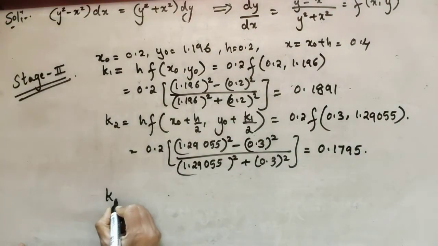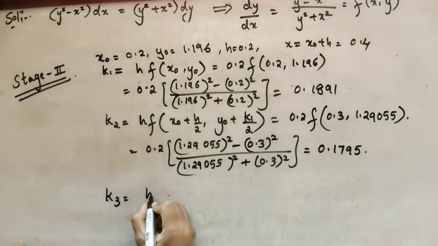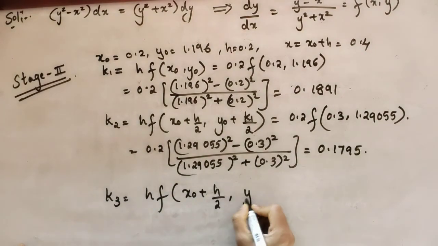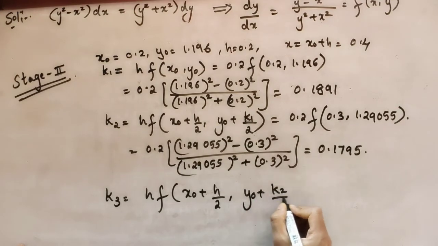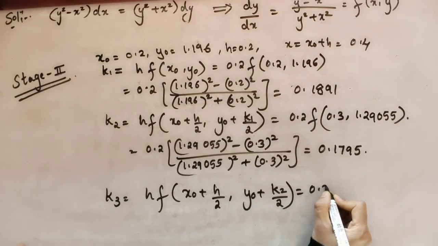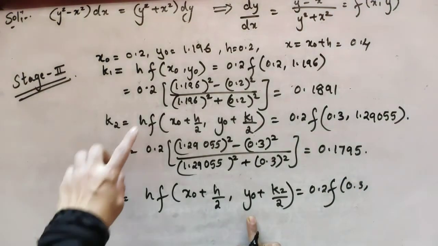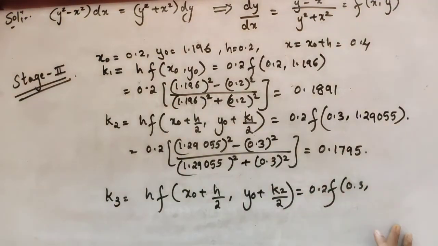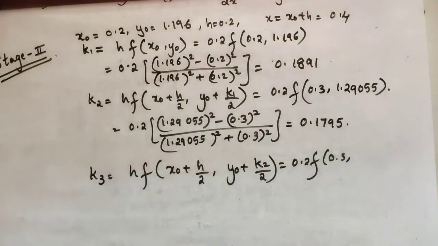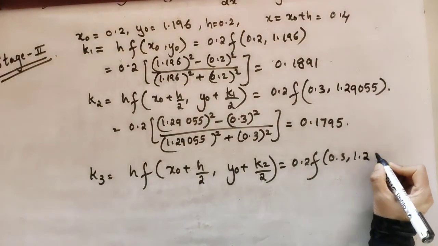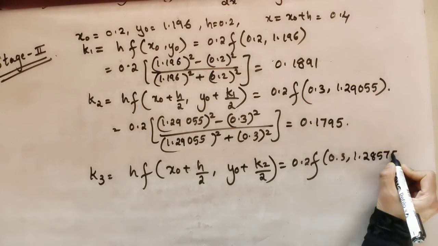Similarly, let's work for K3. It's h times f of x naught plus h by 2, y naught plus k2 by 2. Substitute it, it's 0.2, f of 0.3, y naught is again the same, but k2 by 2 you do and add to this y naught. And when you do that, you get 1.28575.